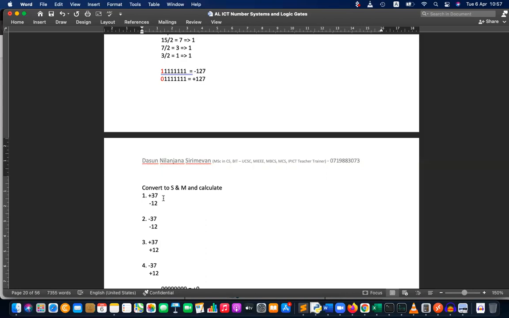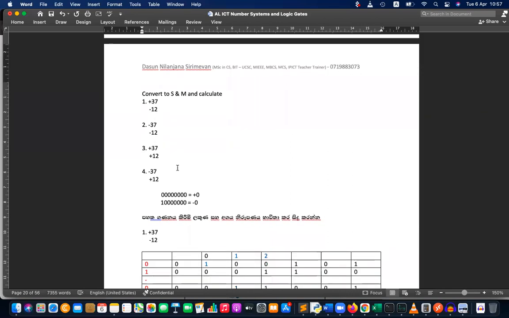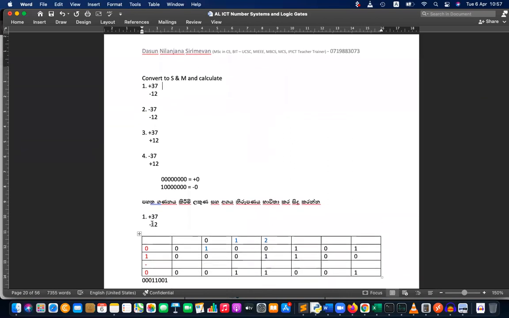First convert this to the relevant form. See this one example, the first one. First convert this 37. You know the value of 37. So you have to convert that. Zero, this is plus, no? This is a positive number. This is how plus 37 is written: 0100101. Then minus 12 is minus, no? This is 1. Then this is 12. 1100 is 12. Then what you have to do?